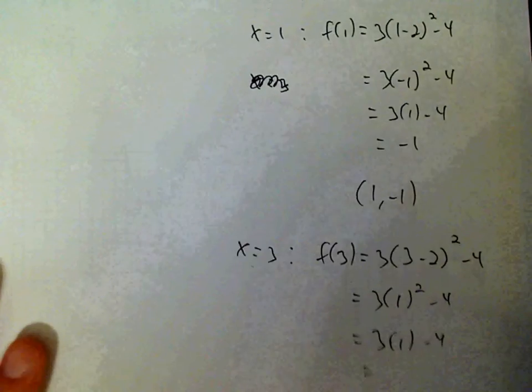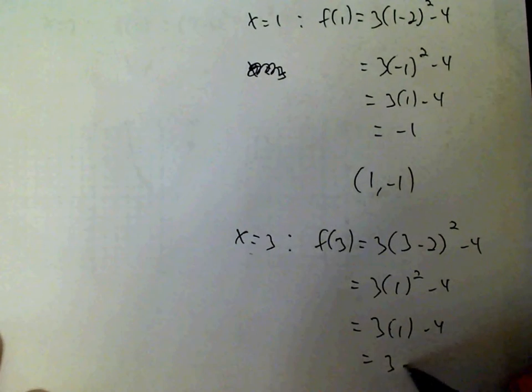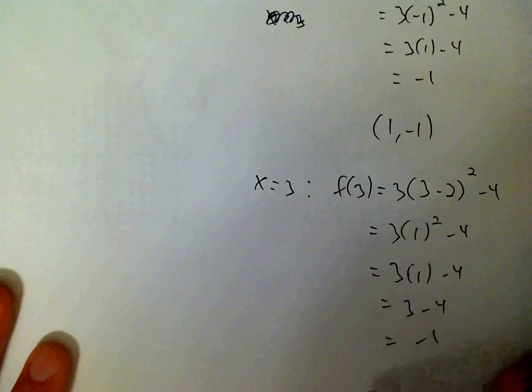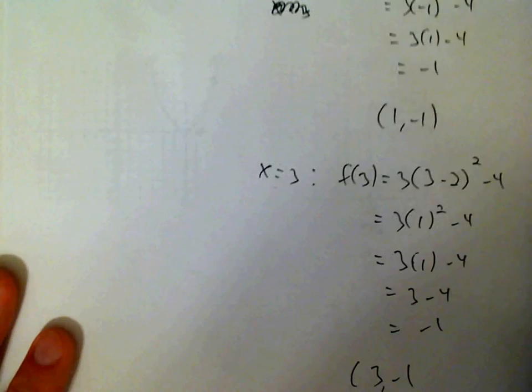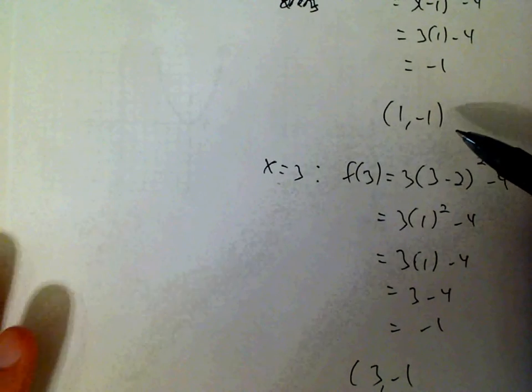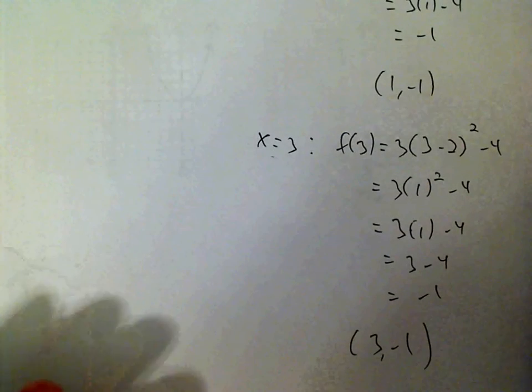And 3 times 1 is 3. And 3 minus 4 is negative 1. So we end up with 3, negative 1. So I got these 2 points to plot: 1, negative 1, and 3, negative 1. Let's plot those.